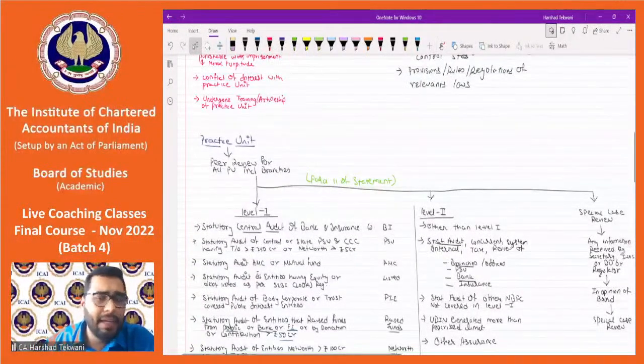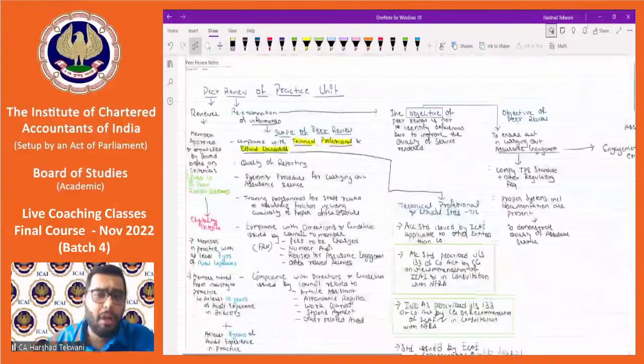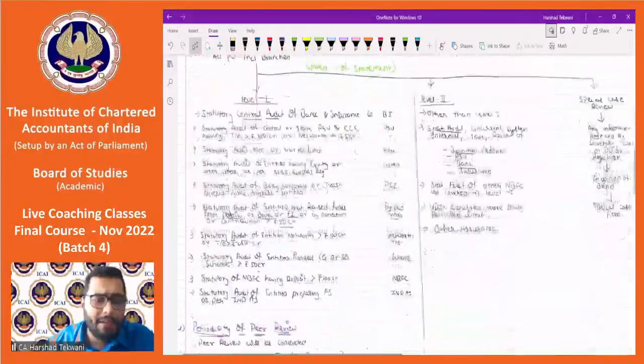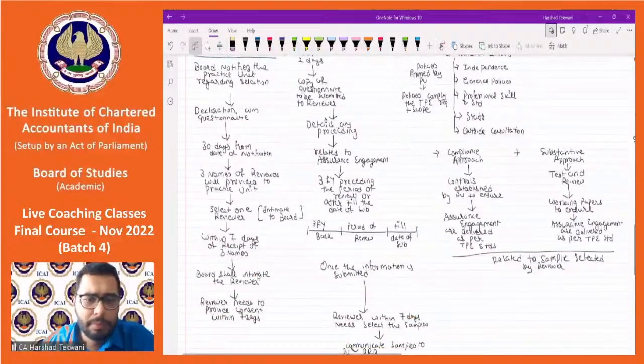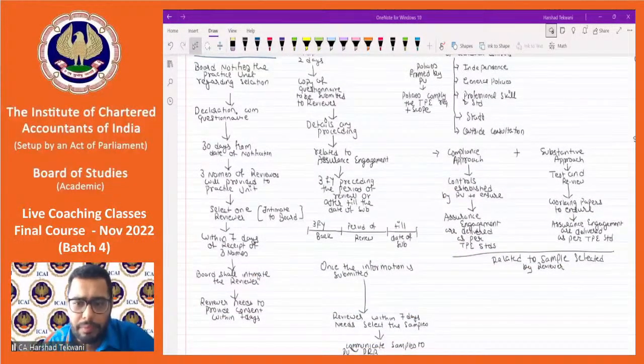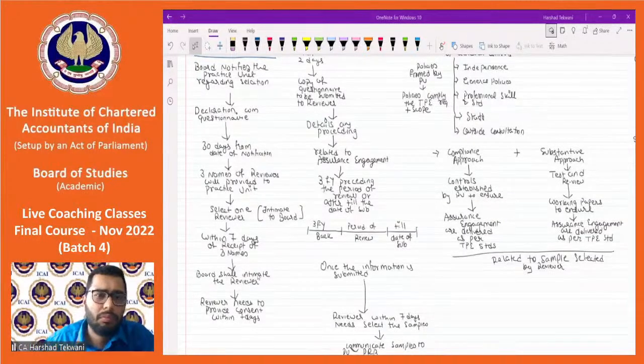Any doubt, guys? Any doubt till now, on any of the topics that we discussed today? Any doubt? Branches of banks are considered as level 2. Any doubt with respect to any of the topics?